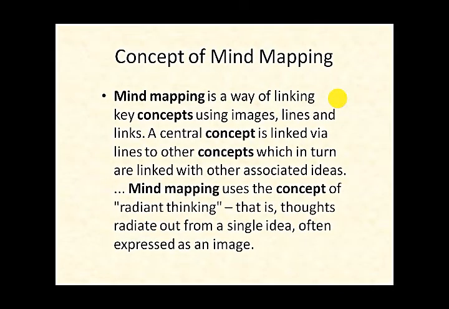Concept of mind mapping. Mind mapping is a way of linking key concepts using images, lines and links. A central concept is linked via lines to other concepts, which in turn are linked with other associated ideas. Mind mapping uses the concept of radiant thinking. Radiant thinking is a different one. Generally we are always in linear thinking, but mind mapping induces the person into radial, creative thinking. That is, thoughts radiate out from a single idea, often expressed as an image.